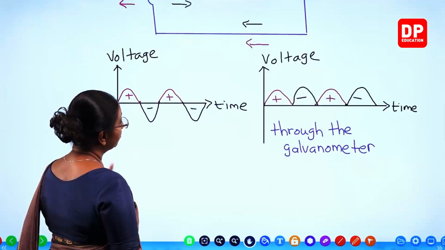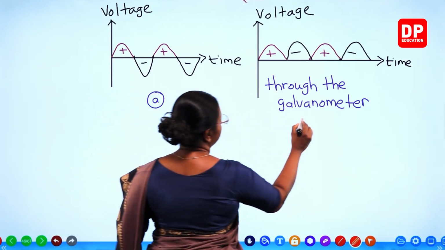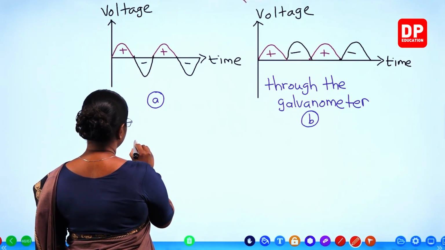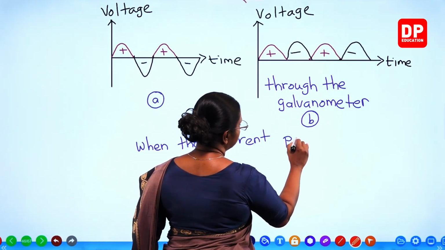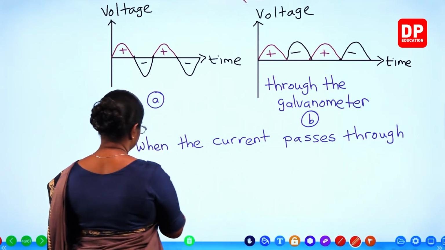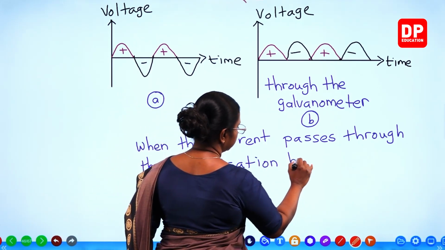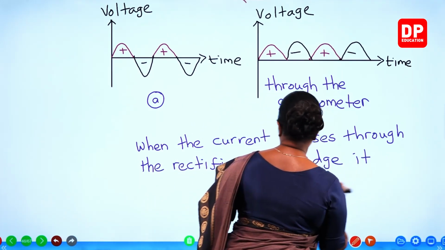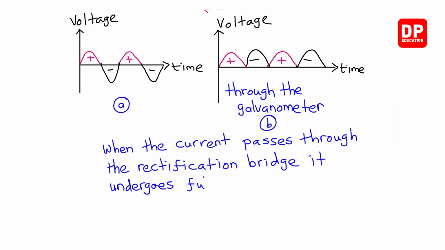So as an explanation, if you want to write a note, we can label this as A and B. So we can say, when the current passes through the rectification bridge, it undergoes full wave rectification.